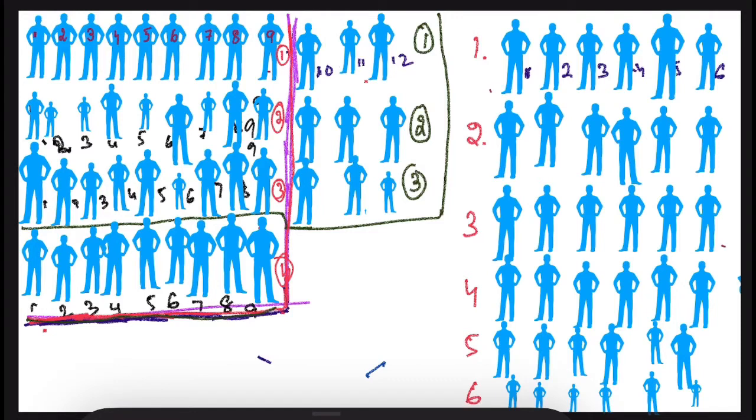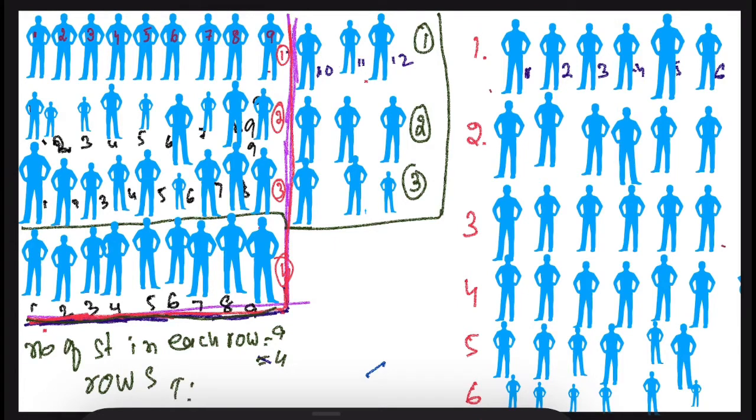That means how did you count? Number of students in each row. Okay, how many? 9 students are there. How many rows? We made 4 rows. Total number of students in the class, how much? 9 into 4, that is 36. So this is our strength of the class. 36 students, we asked them to stand in rows.